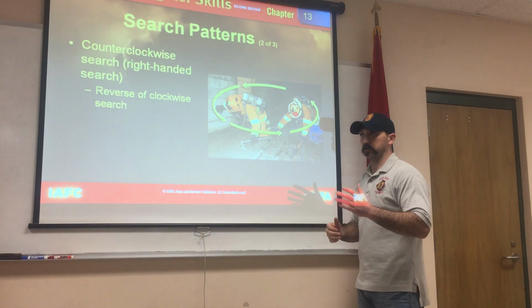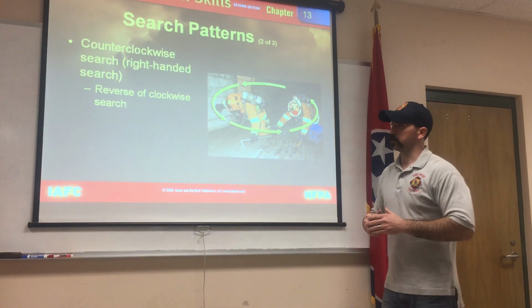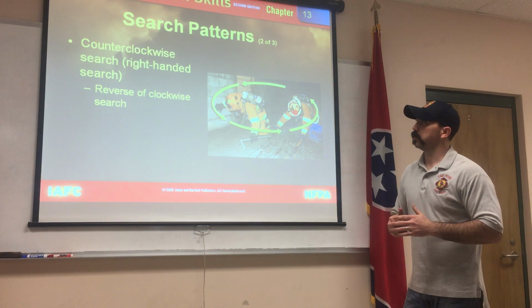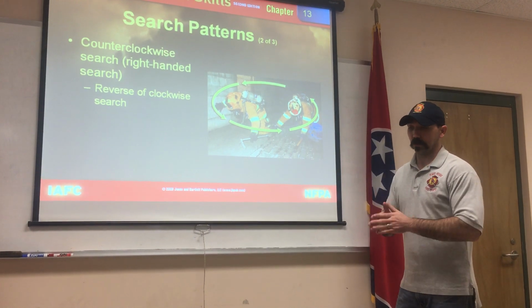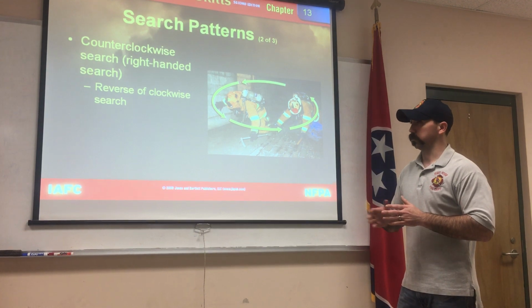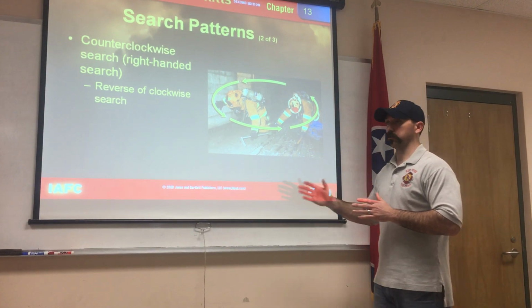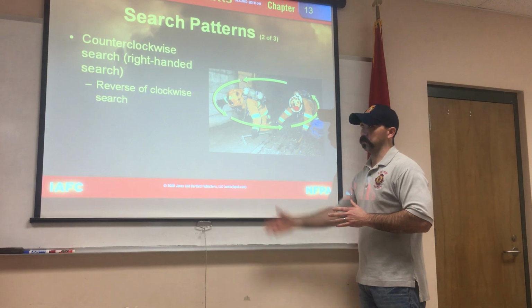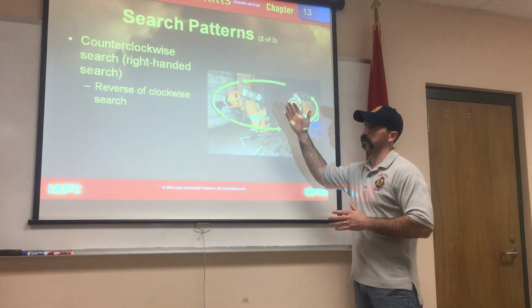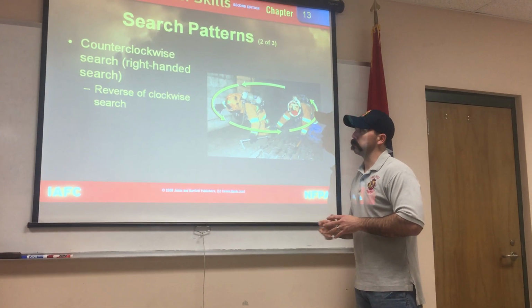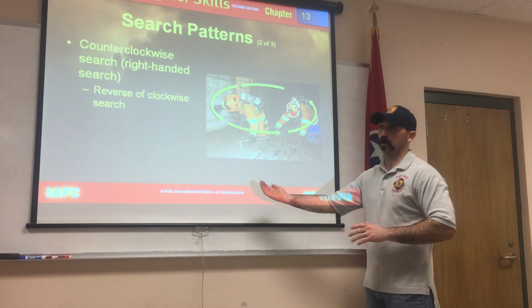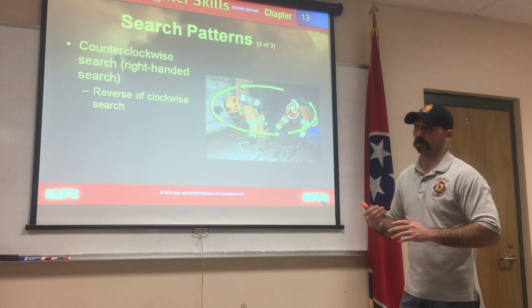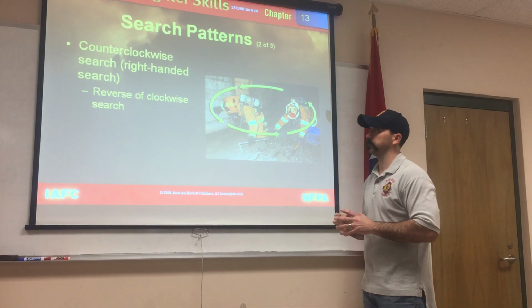If we're going to do a counterclockwise search, it's the same thing as a clockwise search, just reversed. So if we enter a room, we're going to take a right and go as far as we can, sweeping the wall, looking for means of egress in case an emergency happens. Once we come to a corner, we're going to turn left, and we're going to do that all the way around that room until we get back to our point of entry.